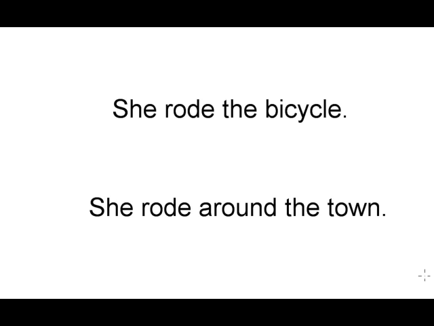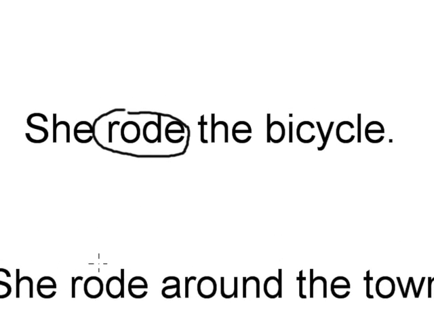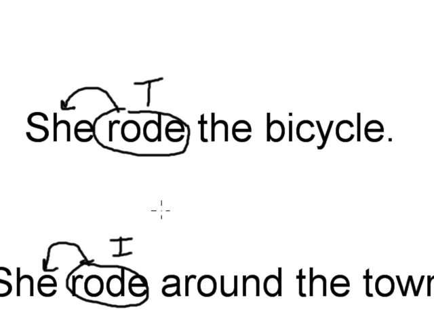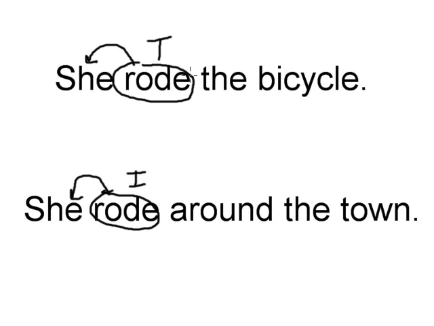So let's take these two sentences. They have the same verb, rode. They both have the same subject. Who did the riding? She and she. Okay, but in this instance, the verb here is transitive, while this verb here is intransitive. Let me show you why. Rode, in this case, has an object. It answers the question, rode what? A bicycle. That's what was ridden. This is the DO.